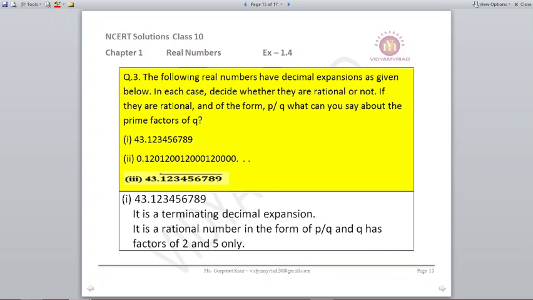43.123456789. So it stopped at 9. It means it is a terminating decimal. And when you have a terminating decimal, it means it can be presented in the form of p upon q, which should have the factors in the denominator as 2 and 5 only.